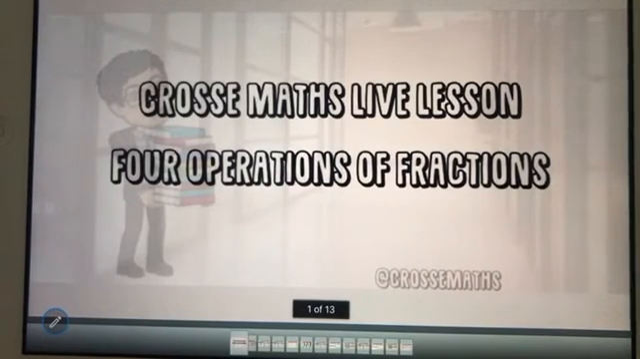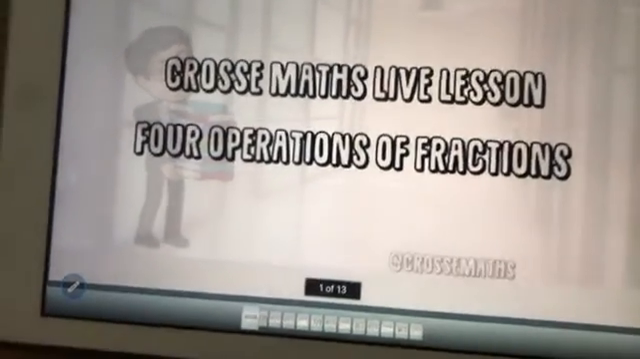This morning we're going to be doing fractions, and again this is going to be for year 9. I'm going to turn the comments off, guys, only because it just makes it easier to see stuff.